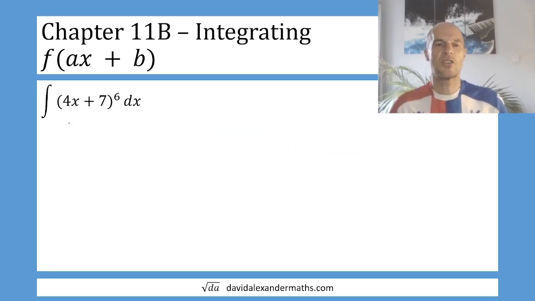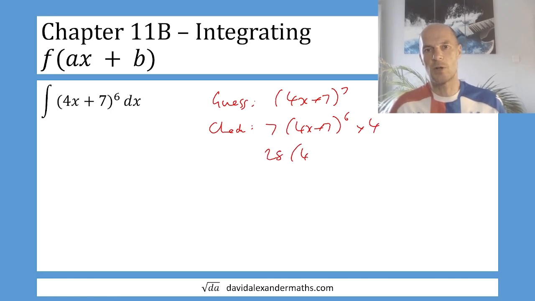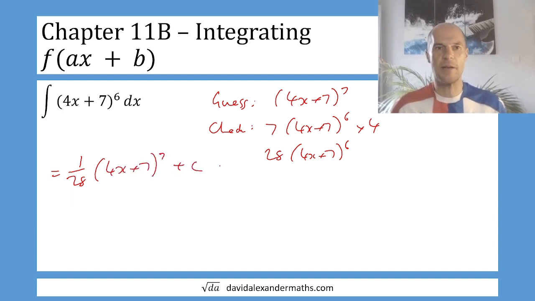Okay, so here onto some slightly easier ones. 4x plus 7 to the power of 6. What we're going to do is just guess. We know that when we integrate, we increase the power by 1. So let's go with 4x plus 7 to the power of 7. Let's perform a check. Power comes down to the front, reduce the power by 1 and multiply by the derivative of what's in the brackets. So that's going to be 28 lots of 4x plus 7 to the 6. We didn't want 28 lots of 4x plus 7 to the 6, we just wanted 1, so therefore we want a 28th of this. So that's going to be 1/28 of our guess, so 1/28 of 4x plus 7 to the power of 7 plus c.